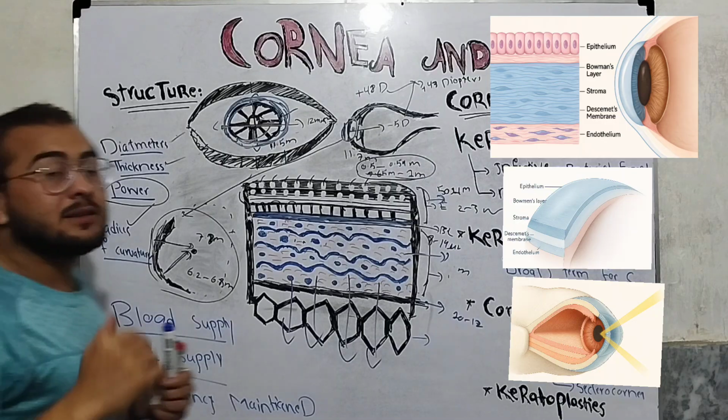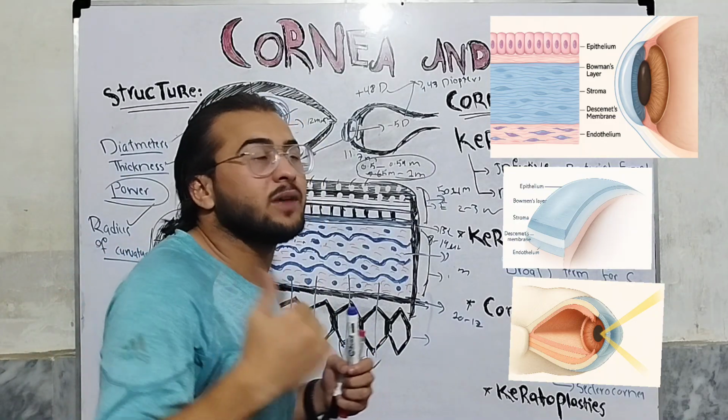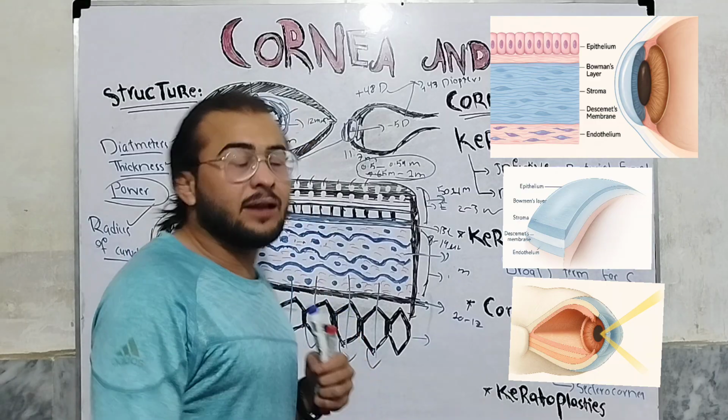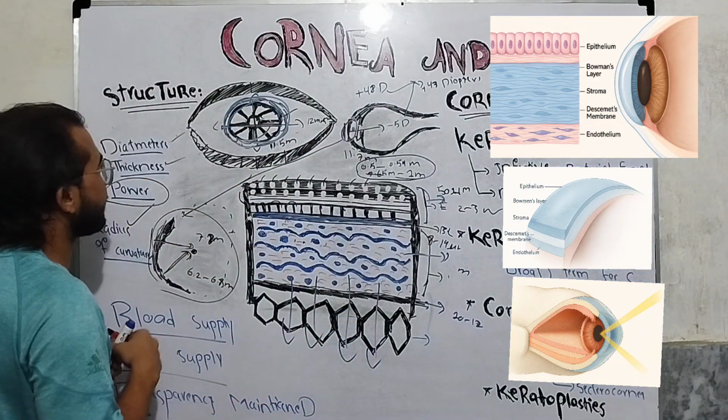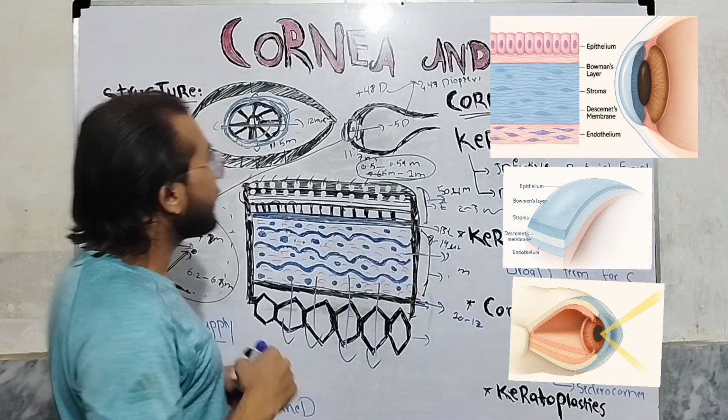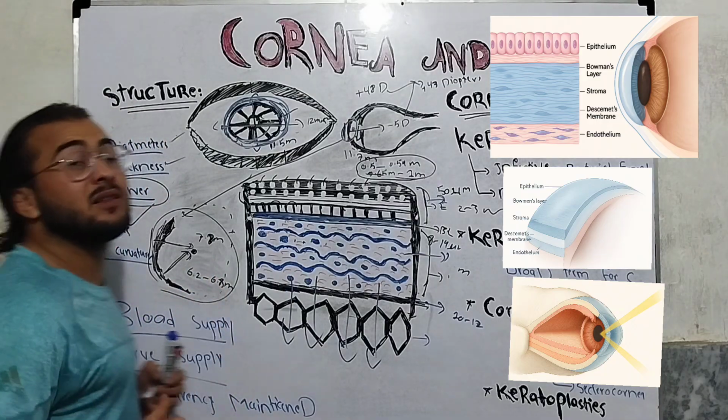The nerve supply to the cornea comes from the long ciliary nerves. Okay, the branch of trigeminal nerve, ophthalmic nerve. Okay. So the nerve supply is from the long ciliary nerves.